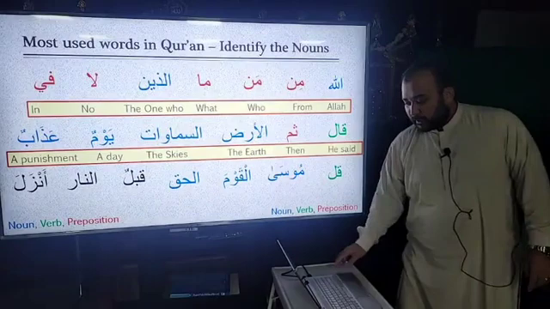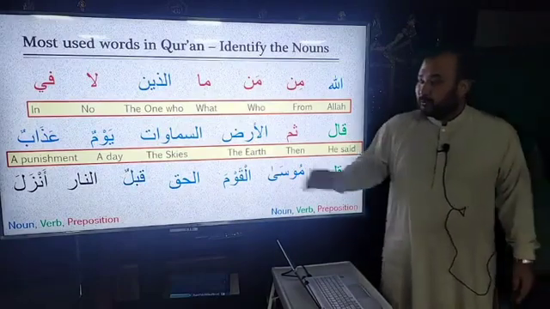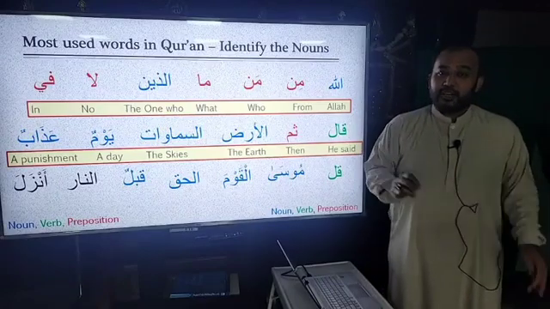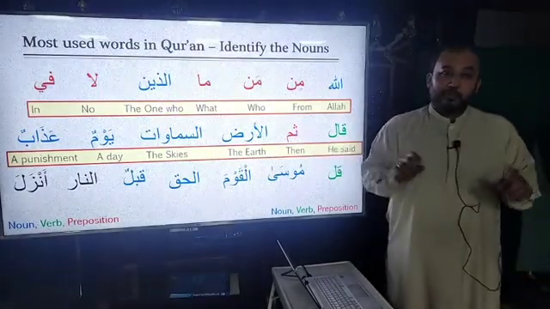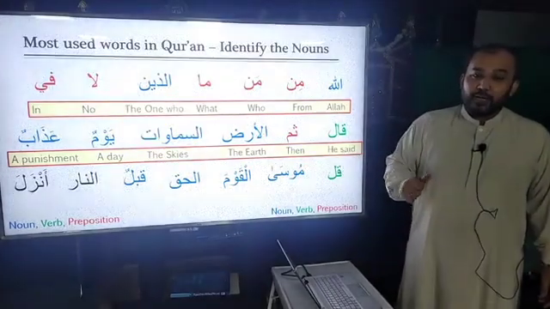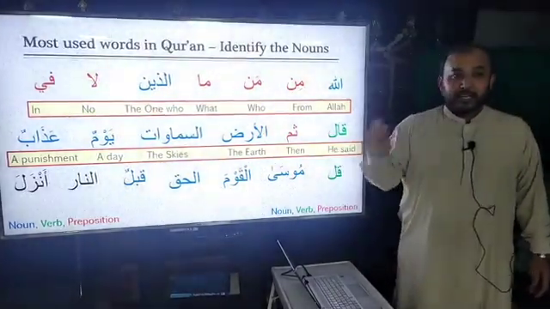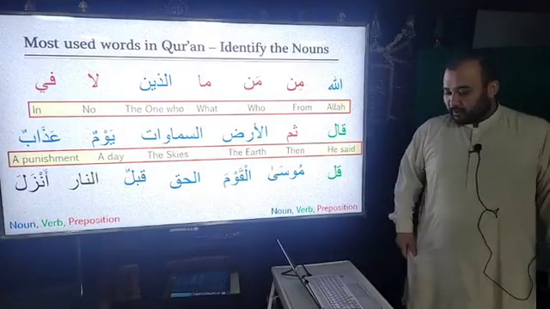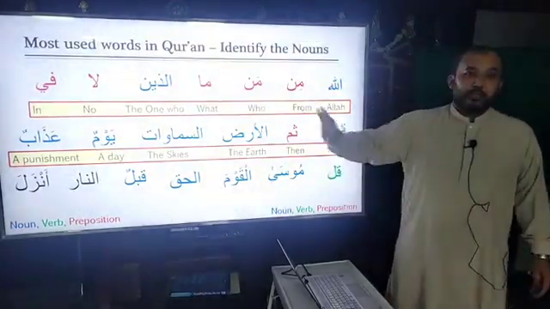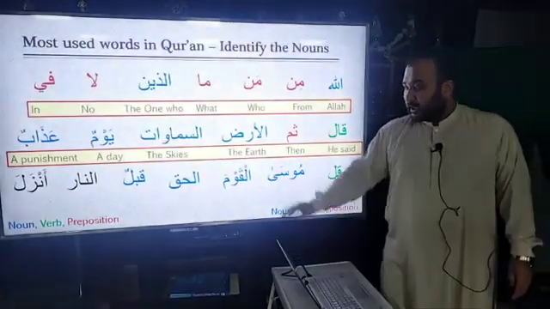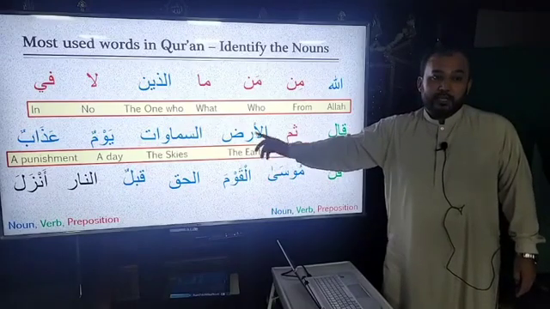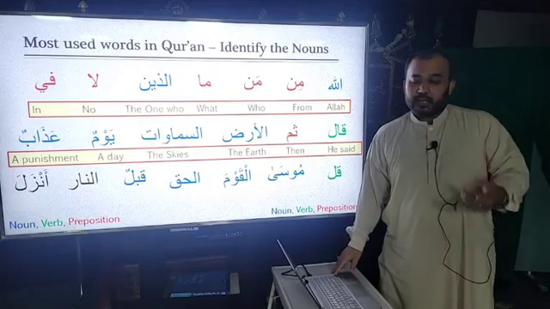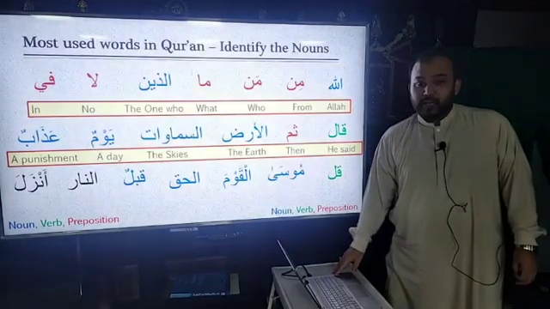Qablun, before. This one is a bit tricky, to be honest. I don't know why. According to the English dictionary, before is a preposition. But according to the Quranic corpus, qabl is a noun. Why is that difference? I do not know, so inshallah we have to find that out. These are the words which are most used, so I put it here for us to check. According to the Quranic corpus it is a noun, but when you translate into English, before comes as a preposition. Annar, the fire.